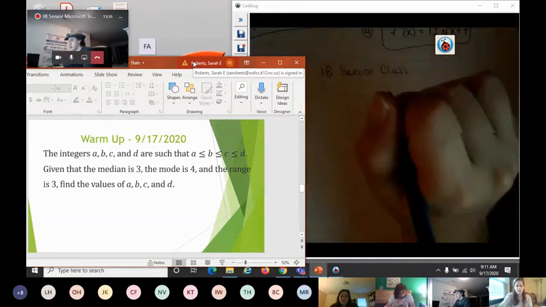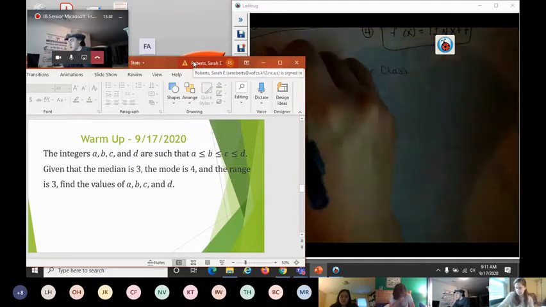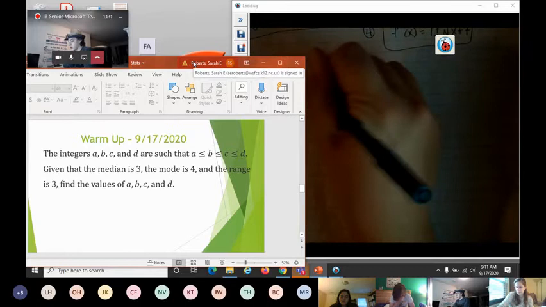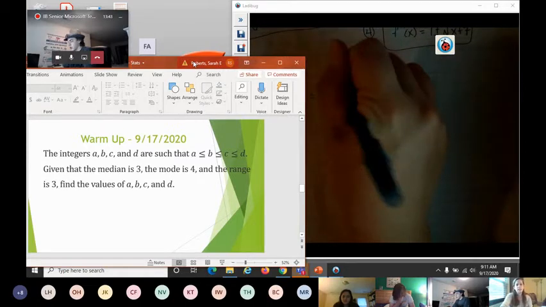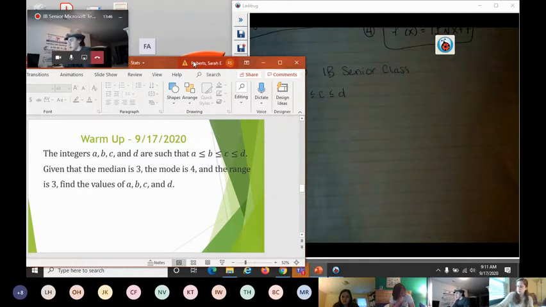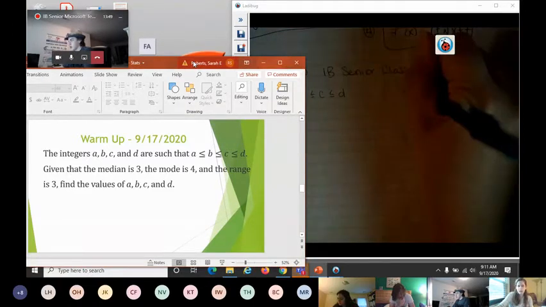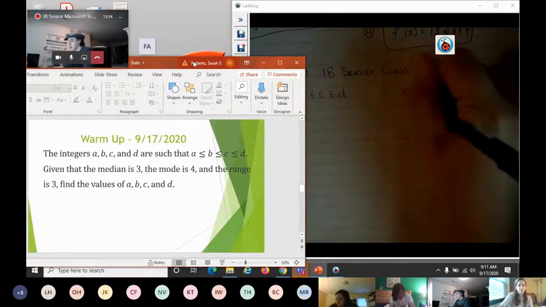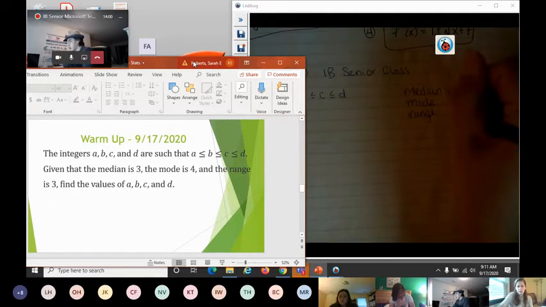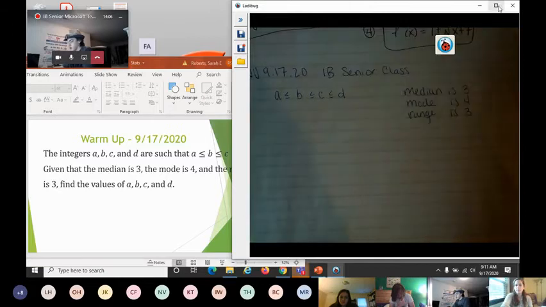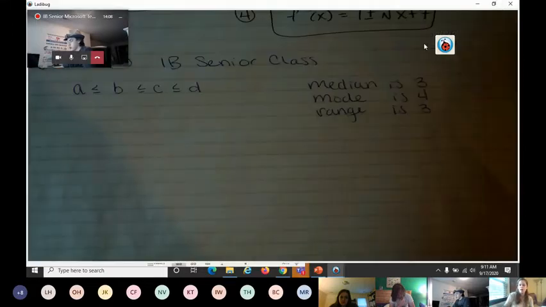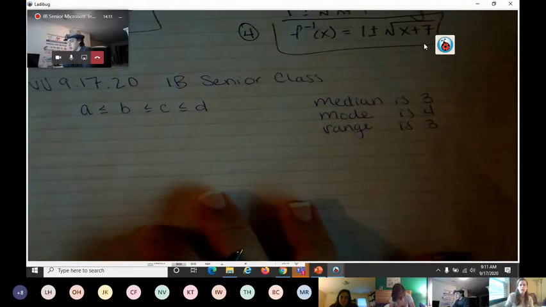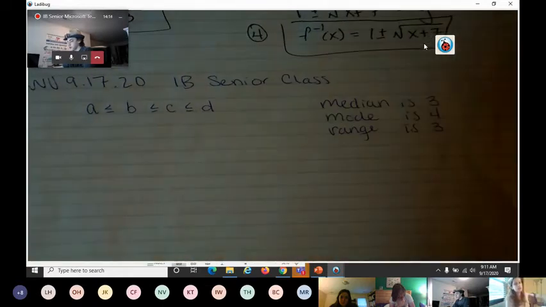It says integers A, B, C, and D are such that A is less than or equal to B, which is less than or equal to C, which is less than or equal to D. The median is 3. The mode is 4. And the range is 3. Find the values of A, B, C, and D. I have all the information written down on the document camera, so I'm going to make that the whole screen. And let me get your popsicle sticks.